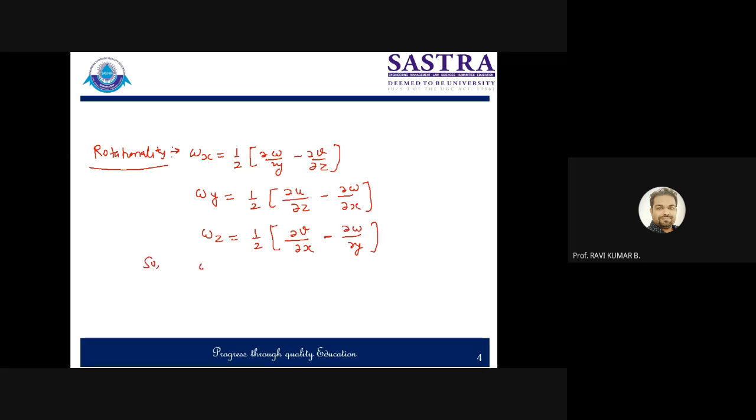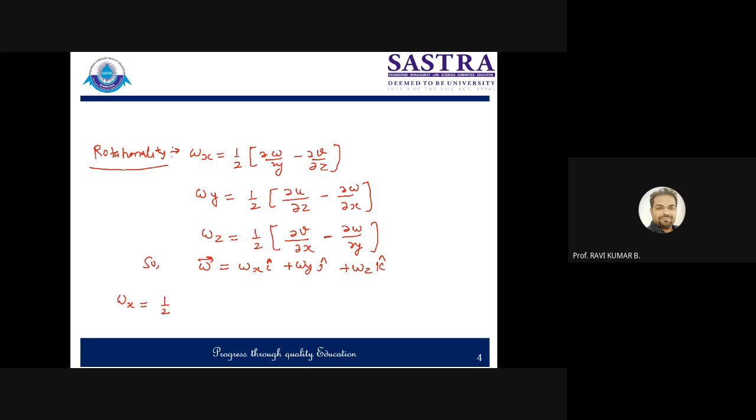So net rotation, when we are writing in this way: wx i, wy j, and wz k. This is called net rotation when we're talking about rotationality. Now, substitute the value of u, v, w in this. Take any one of these, you will get an idea. We will take only wx.